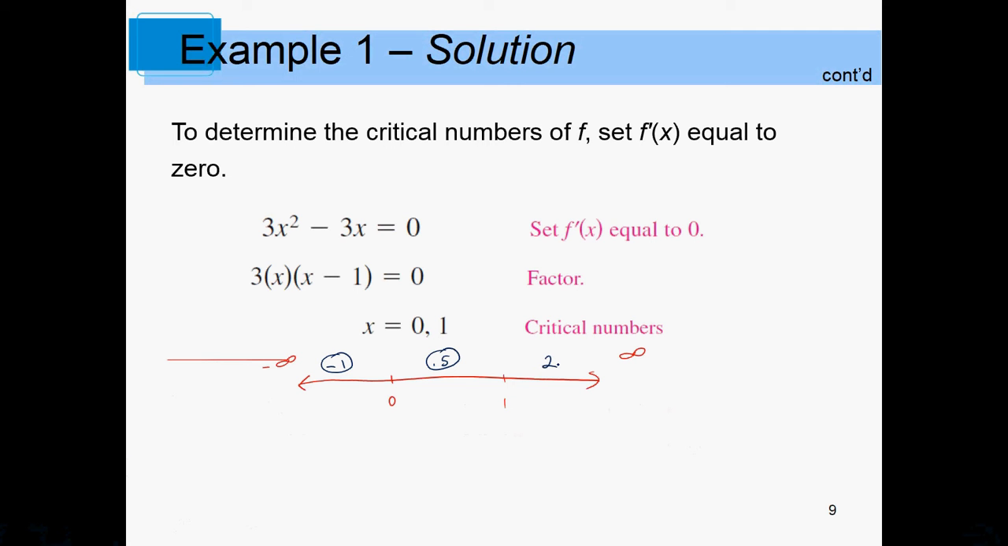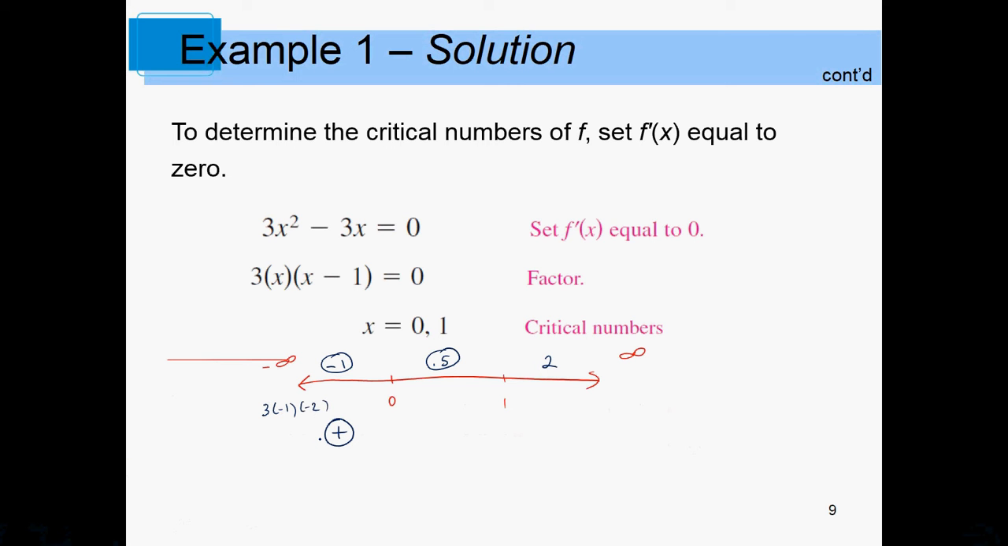Now what we're going to do is plug these test points into our factored form and find out whether we get a positive or a negative number. It doesn't matter what the number is. I'm more concerned with the sign of the number, okay? So, 3 times negative 1 times negative 1 minus 1, which is negative 2. So a positive times a negative times a negative. Is that positive or negative? That's positive.